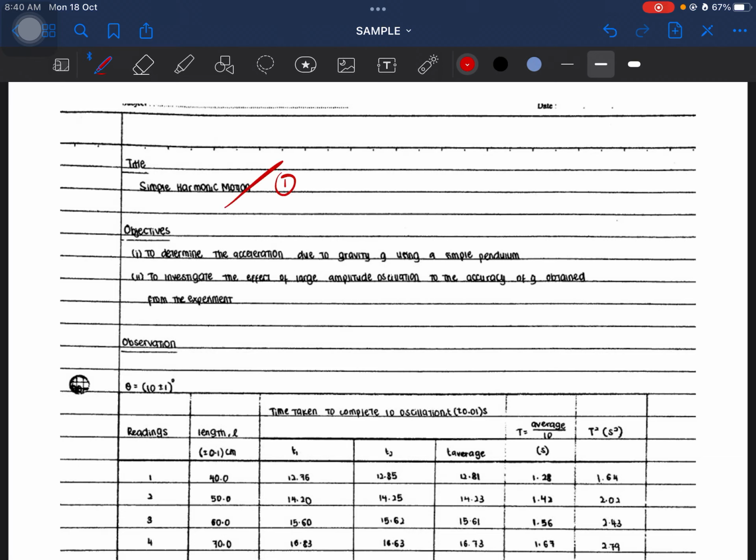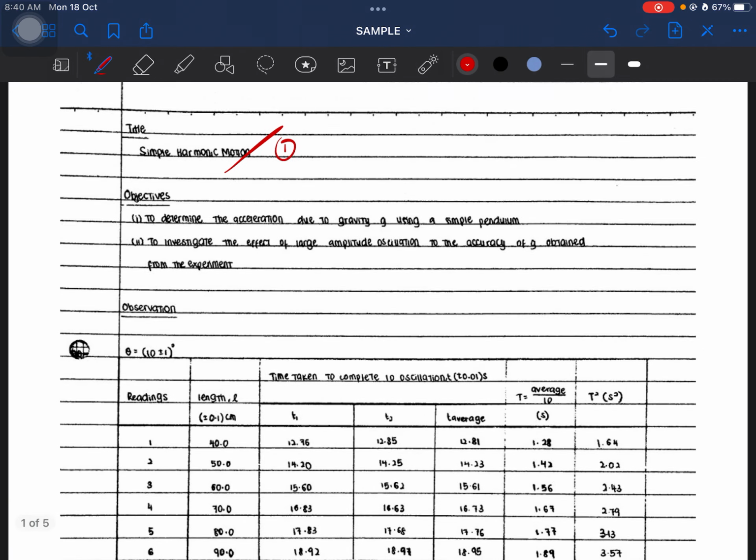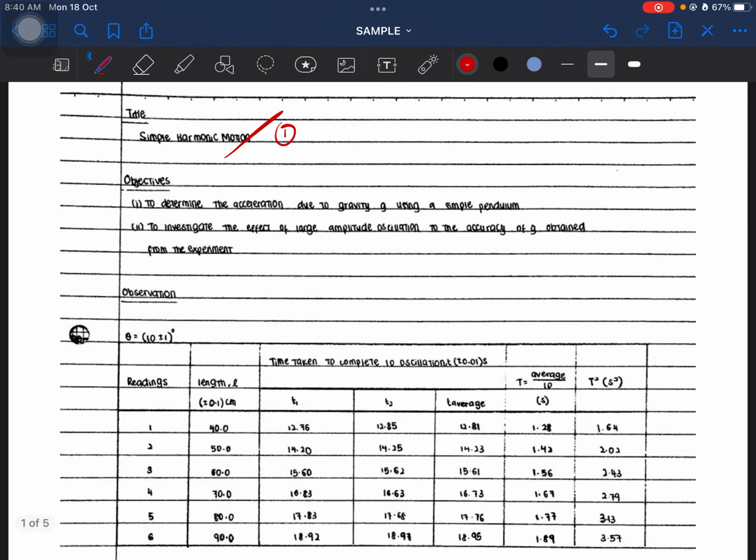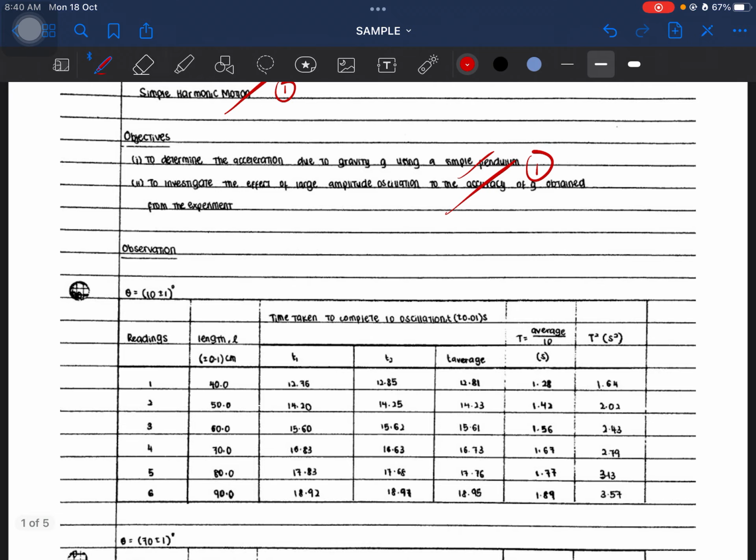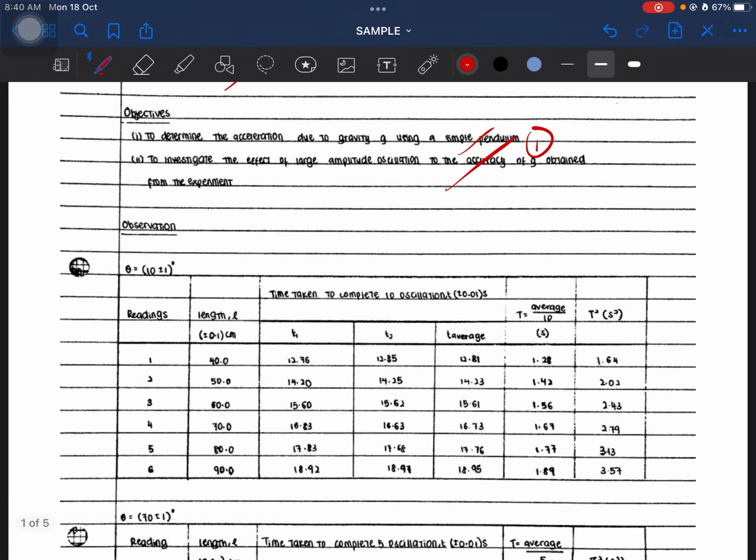You also have to write the objectives of the experiment. If you've written both of the objectives, or listed down all the objectives based on the experiment, I will give you another 1 mark. And you don't have to write the procedure, so you can just skip that part and look at the observation part.